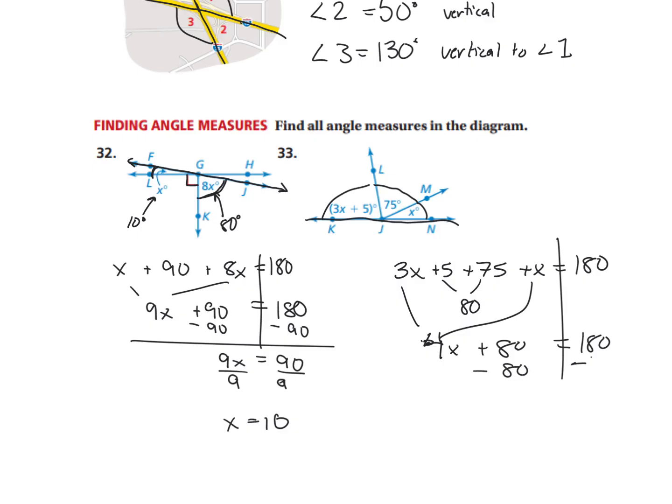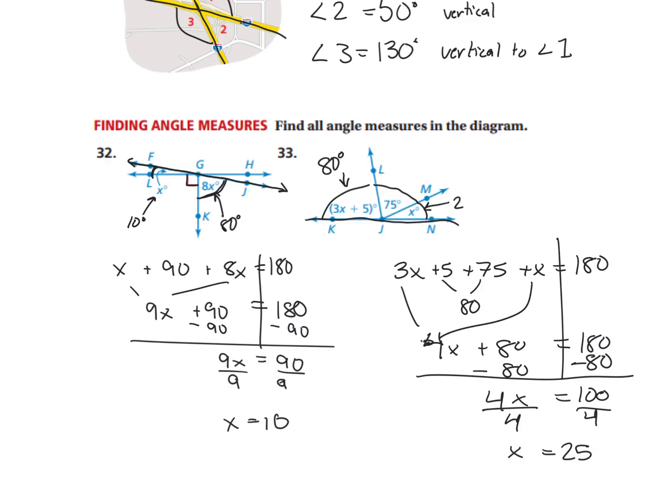Subtract both sides by 80. And we get 100 is equal to 4x. And then dividing by 4, x has to be 25. So for this one, 3 times 25 is 75, plus 5 is 80 degrees. 75 stays the same. This stays 25.